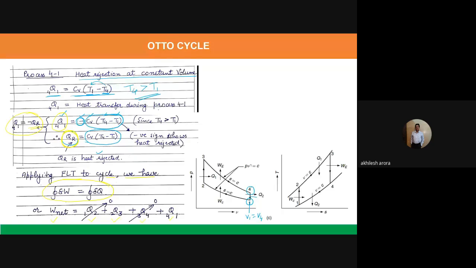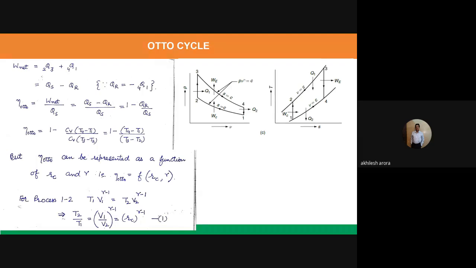And we know this 1 to 2 process is reversible adiabatic. It is PV raised to power gamma is equal to constant. So during this process, the heat transfer is 0. So this I have cancelled out. Similarly, this process is also reversible adiabatic, PV raised to power gamma is equal to constant, so this will also be 0. Okay, so I am left with heat transfer during process 2 to 3 and heat transfer during process 4 to 1.